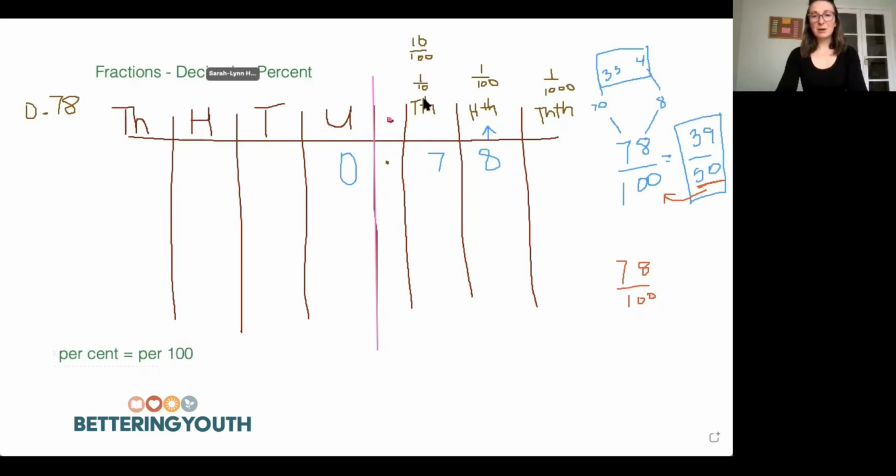Therefore, if we wanted to put 0.78 as a percent, we notice that it's already out of 100 as a fraction. Therefore, as a percent, it would be 78 over 100, and that would give us 78%.